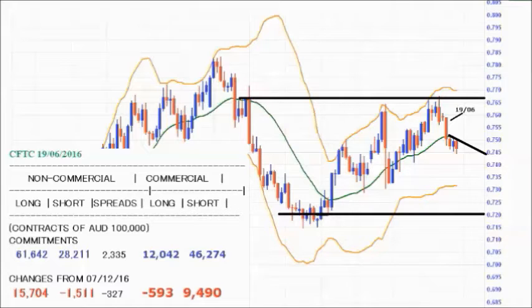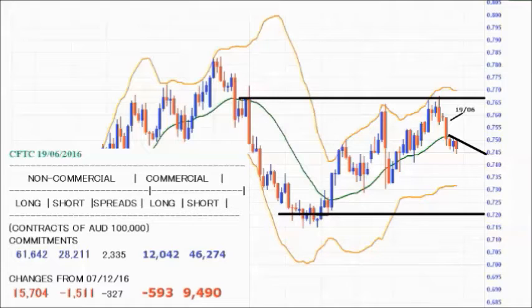Now, what we do know is if the Aussie breaks up, the commercials are still going to be selling, okay? So I would say that if it did rally, it could get to the top of that candle, the 19th to the 6th, maybe run on again to test the highs, but it's going to be a selling opportunity if it gets up there. That now is a big level of resistance.